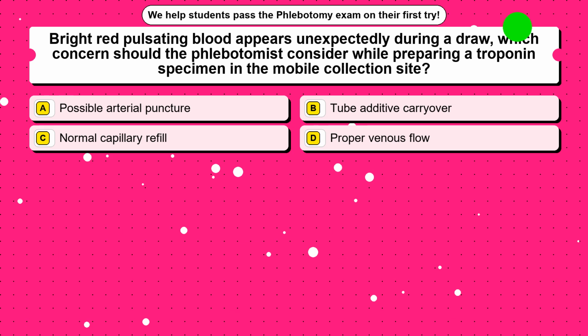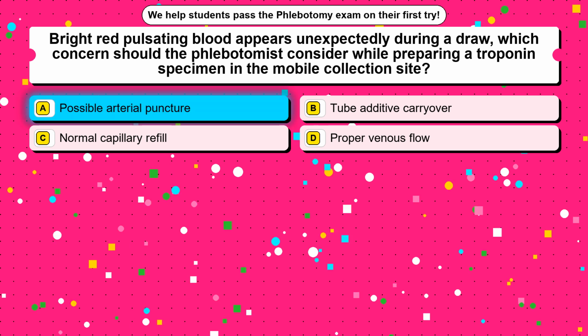Question 18. Bright red pulsating blood appears unexpectedly during a draw. Which concern should the phlebotomist consider while preparing a troponin specimen in the mobile collection site? Option A. Possible arterial puncture. Option B. Tube additive carryover. Option C. Normal capillary refill. Option D. Proper venous flow.